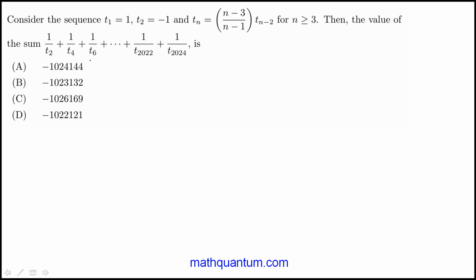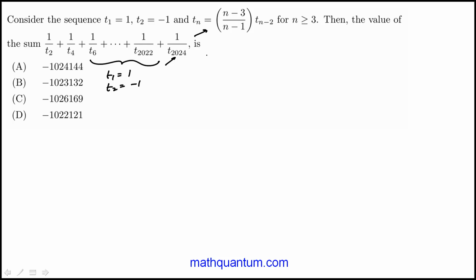So anytime you see a sequence question where you have to do something with a lot of the terms, there has to be some form of a pattern. And so the first thing to do here is to establish that pattern. And that means that I will try to find the first few terms and see where things go.